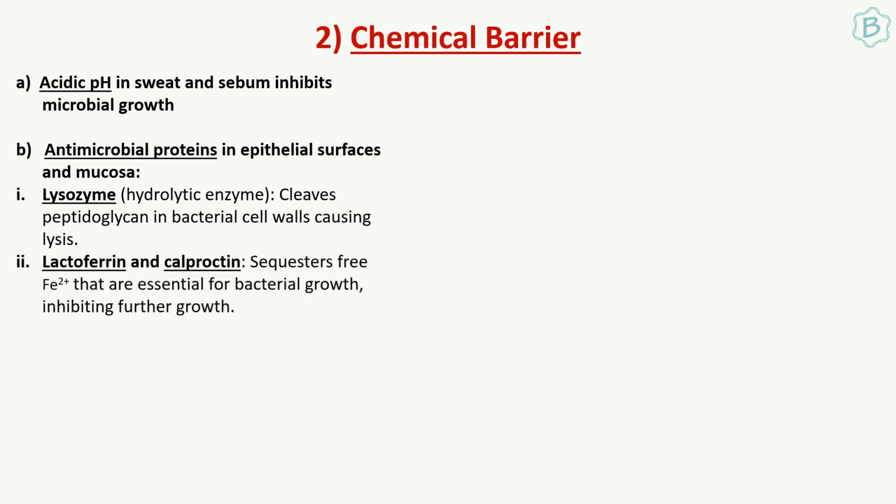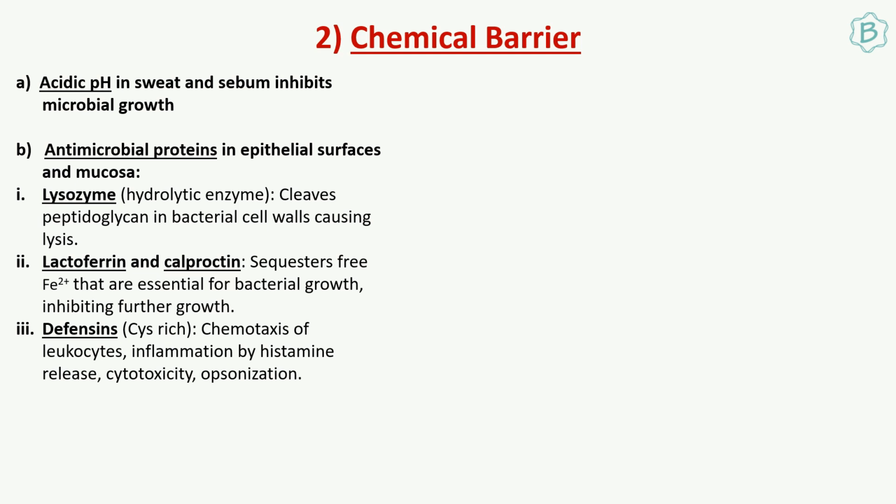Then there is lactoferrin and calprotectin. Calprotectin is a S100 type of protein. Both these antimicrobials have the same mode of action. So what they would do is they would bind and sequester to any free ferrous ions which are present. So Fe2+ is a very essential ion that is required for bacterial growth. If that is no longer available, then the bacteria would no longer be able to grow and its growth is inhibited. The third type of antimicrobial is defensins.